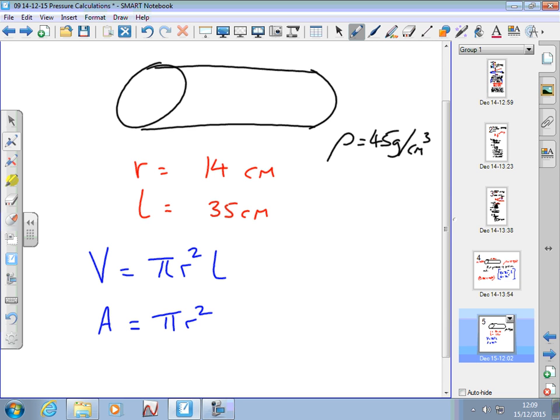I know that the radius of the end of the cylinder, so that's this radius, the distance from the middle to the outside, is 14 centimetres, and that the length of the cylinder from here to here is 35 centimetres. So I've got to find the pressure exerted if it's put on end. I know the formulas to find the volume of the cylinder and the area.